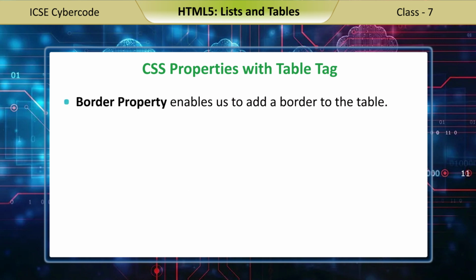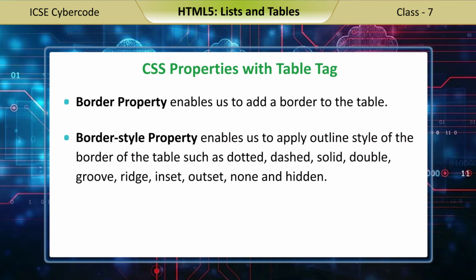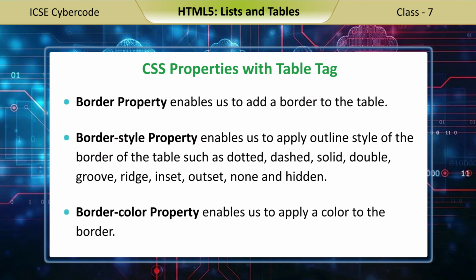Border property enables us to add a border to the table. Border style property enables us to apply an outline style to the border of the table such as dotted, dashed, solid, double, groove, ridge, inset, outset, none and hidden. Border color property enables us to apply a color to the border.